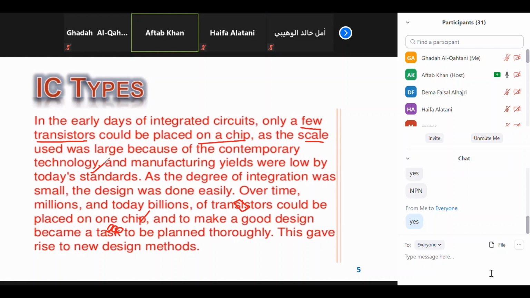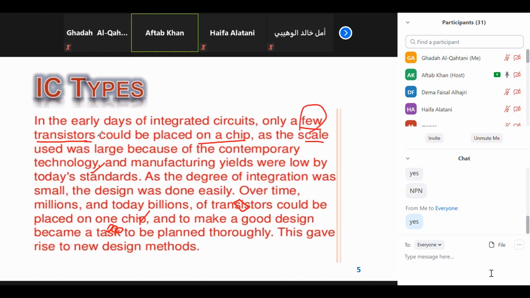so what happened at that time? Due to the technology advancement, designers were able to design more complex designs, and more transistors could be fabricated on the tiny chip. So starting with a few numbers, now, can you guess how many transistors can be designed on this small chip? Any idea? It started with a few transistors.